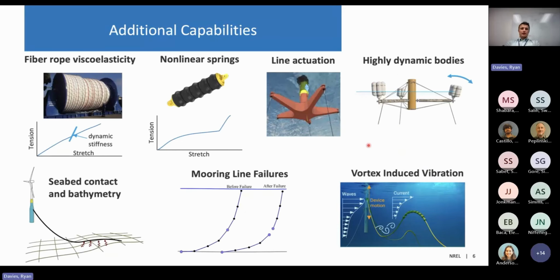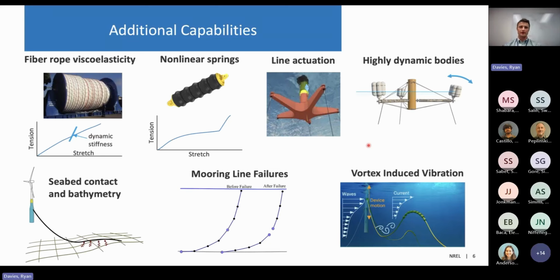Cool. So onto some additional capabilities that MoorDyn has that I think help it shine in a variety of different ways. I'll try to get through these pretty quick, but if anyone has questions, please stop and ask for more details. So MoorDyn has the ability to simulate viscoelastic synthetic mooring lines, and it has two ways to do this. You can either use a constant dynamic stiffness or a load-dependent dynamic stiffness, and this gives some really nice insights into how a highly dynamic mooring system would move if it has synthetic lines.